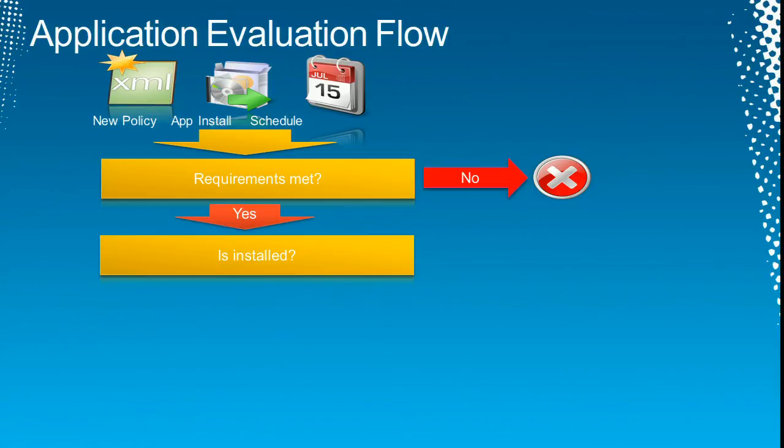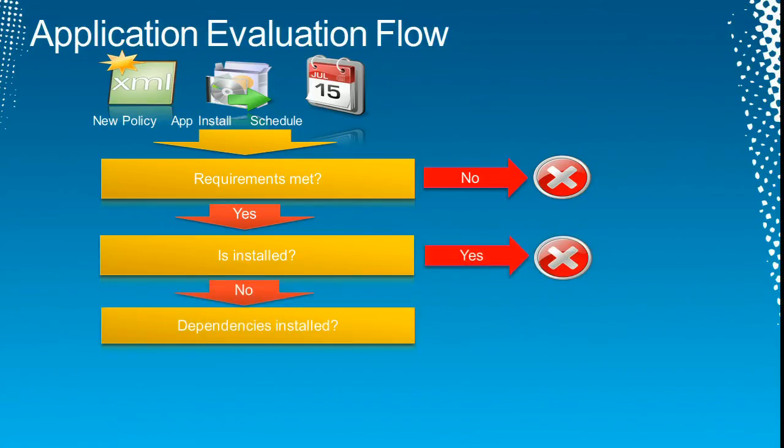If the requirements are met, then is the application already installed? So run through the detection method, either the basic one or the enhanced detection method. Is it already installed? Yes. Okay, then I stop. And we report back compliance because the application is there and that's what your intent was, that it was installed. If the application is not installed, we proceed on.